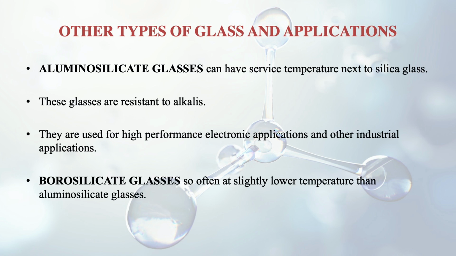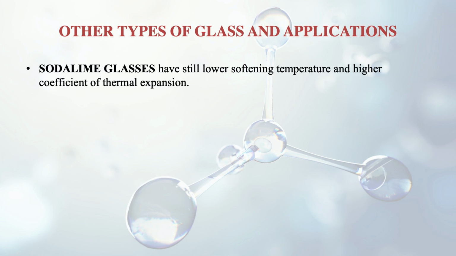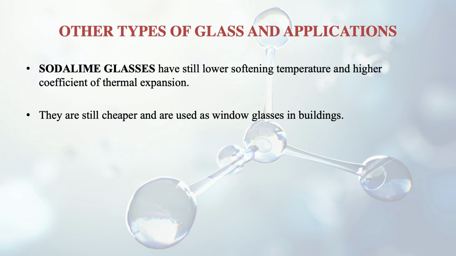Then we have the borosilicate glass, which softens at a slightly lower temperature than aluminosilicate glasses. So we are seeing there is a hierarchy. From silica glass we move down to a certain lower temperature, we get alumina silicate. Then from alumina silicate we move down, we get borosilicate. This borosilicate actually costs less, so it finds wider application. Then we have the soda lime glasses. They still have lower softening temperature and higher coefficient of thermal expansion. So this property can be used at different places, and they are used in window glasses in buildings, and they are very cheap also.